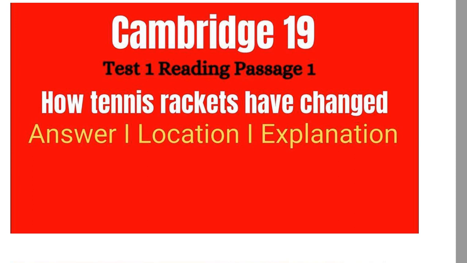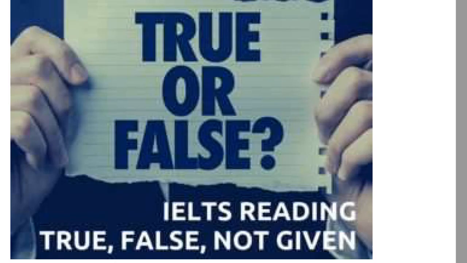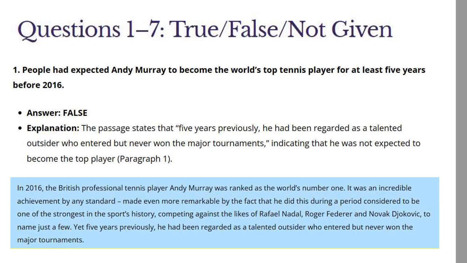And today, we are going to delve into Test 1, Reading Passage 1, under the title How Tennis Rackets Have Changed. And surely we will go straight to our task type of questions. Our task type of question is True, False, and Not Given. And as you know, that is coming in order. We do have 7 questions and we will use 6 paragraphs. We will skip paragraphs 4, 7, and 8.